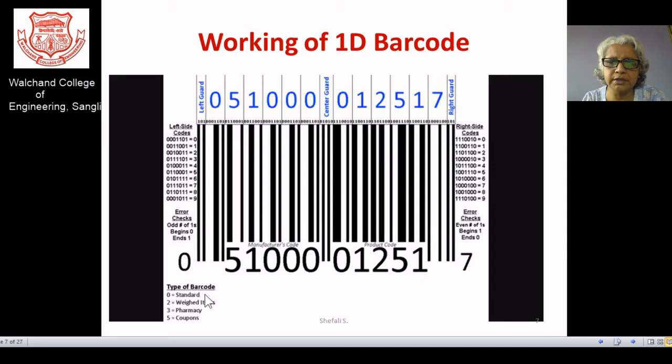Many times there are different types of barcodes. You may find 4 types listed here: standard, weighted, pharmaceutical applications, or even coupons. You have a center guard, and the left portion gives you the manufacturer's code, and the right portion gives you the product code. If you give some labeling to this, and this width is converted back to an 8 digit number, some parities can be checked, or some bits can be reserved for error checks.